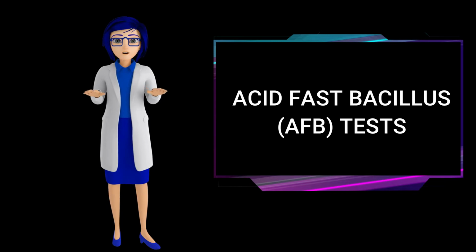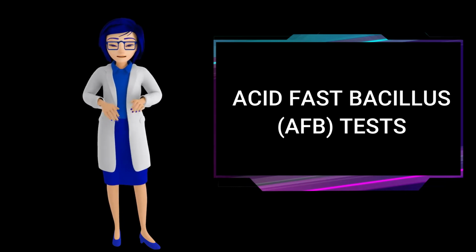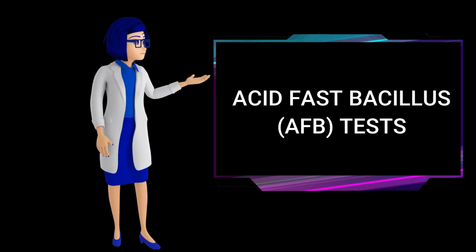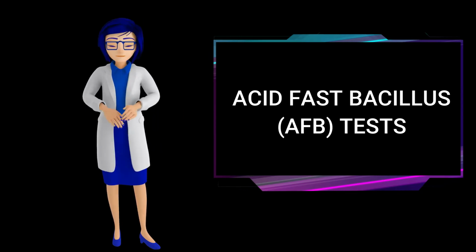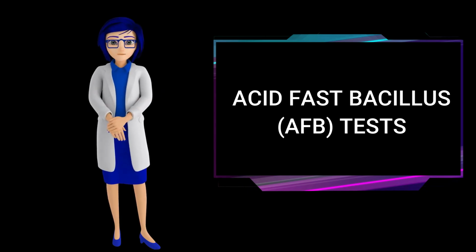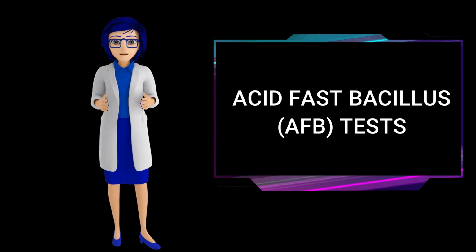TB can be latent or active. If you have latent TB, you'll have TB bacteria in your body but won't feel sick and can't spread the disease to others. If you have active TB, you'll have symptoms of the disease and could spread the infection to others. AFB tests are usually ordered for people with symptoms of active TB.